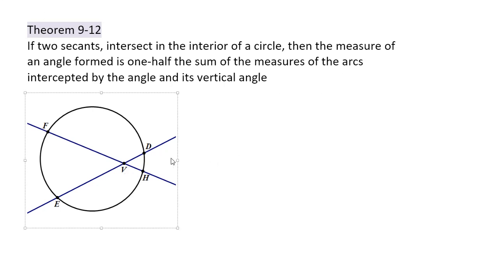So this theorem says that if you do have 2 secant lines that intersect in the interior, okay, so point V is definitely not the center of the circle, and it is definitely not on the circumference, so it is inside the circle. Then the measure of an angle formed, meaning out of the 4, choose 1. Let's say that I choose this angle over here.